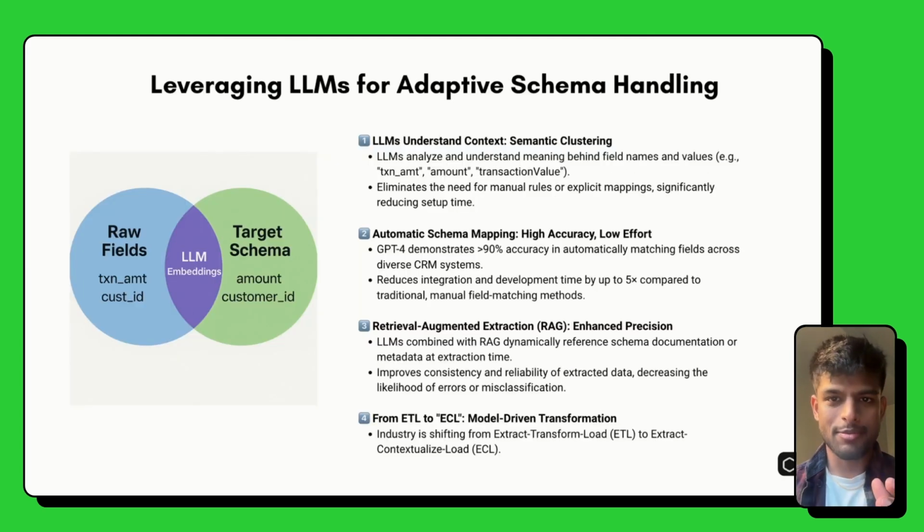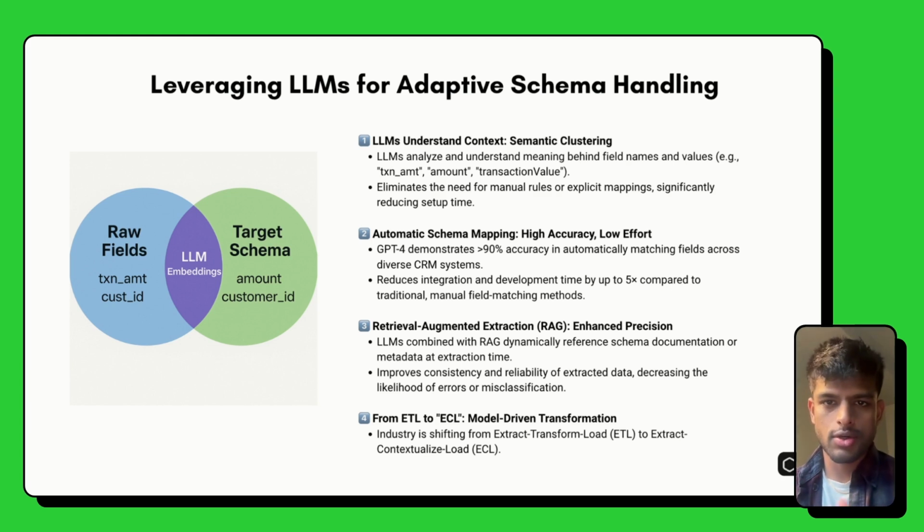But here's the exciting part. There's a better way: large language models. LLMs like GPT-4o understand the context. They embed field names and values into a semantic space, meaning they automatically recognize similarities. For example, TXN amount and transaction value are immediately understood as closely related fields.